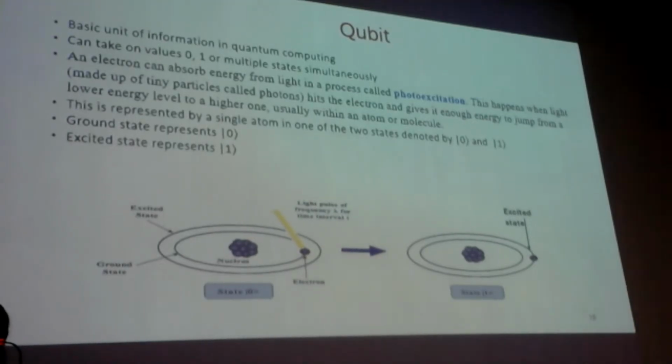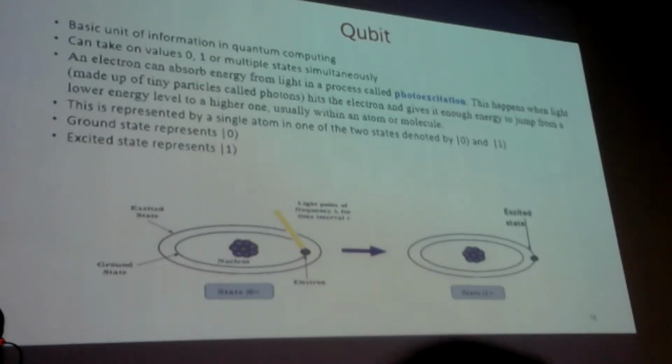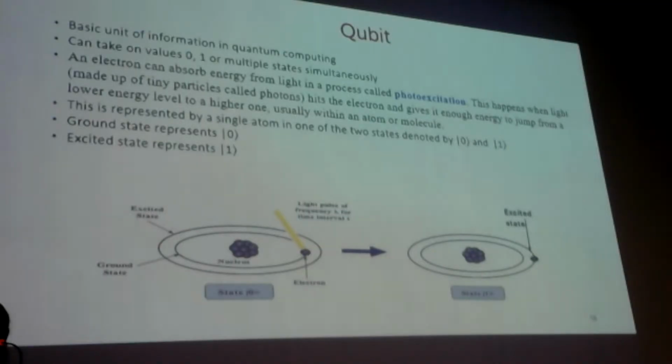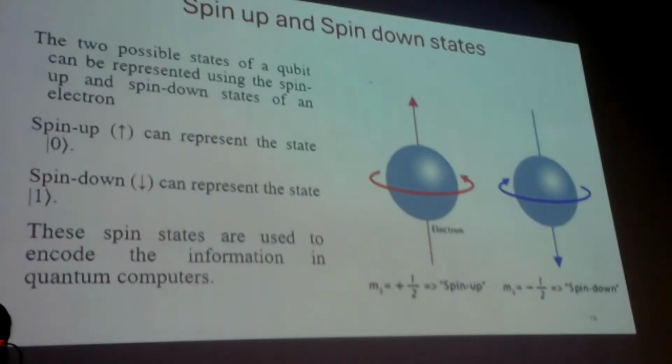Now this is represented by a single atom in one of the two states denoted by 0 and 1. You can see that when the light pulse is there, the atom will take the energy and jump to the excited state. So the ground state represents 0 and the excited state represents 1. This is by a process called photoexcitation. Light or the photons hit the electron, giving it enough energy to jump from a lower energy level to a higher energy level within the atom.